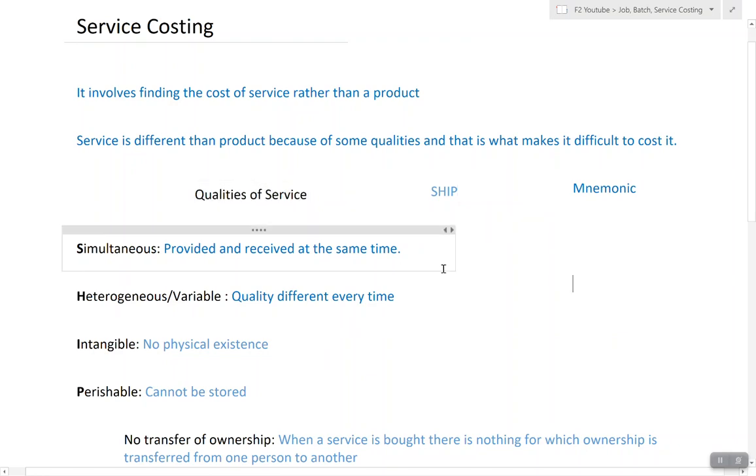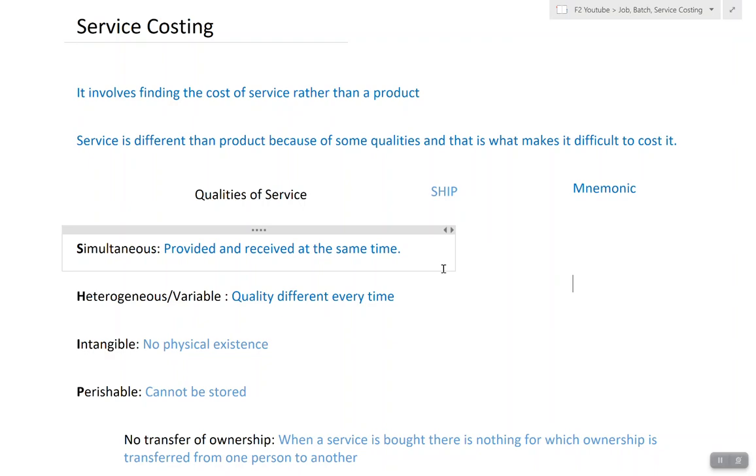S for simultaneous. Simultaneous means service is provided and received at the same time. So for example, service of a barber, you go to the barber, you receive a haircut. You can't tell the barber, pack a haircut, you want to take it home. So you need to be physically there.